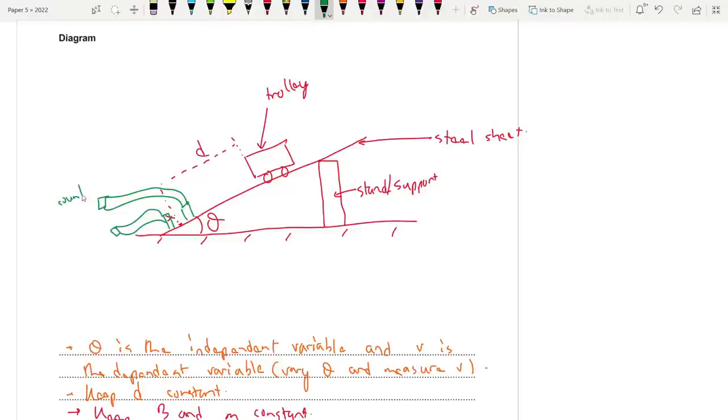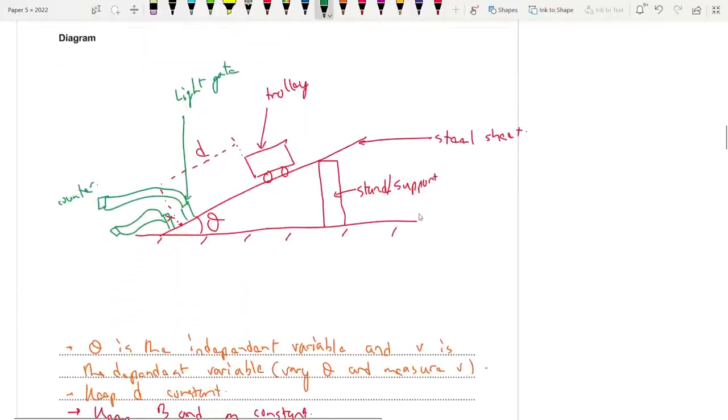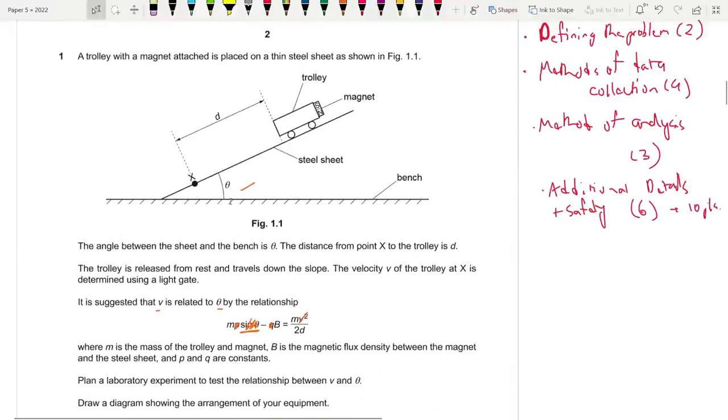So this is actually the counter, or this is what will give us the reading. So this is our light gate, or our light gates. You can label both. So you need to label the stand and light gate. Anything you add to the diagram, you need to label it. Remember that. So this is our bench. Hopefully that's clear. So this is one mark from methods of data collection.